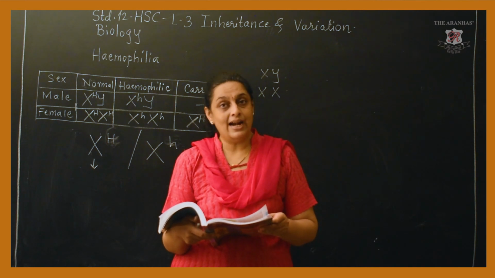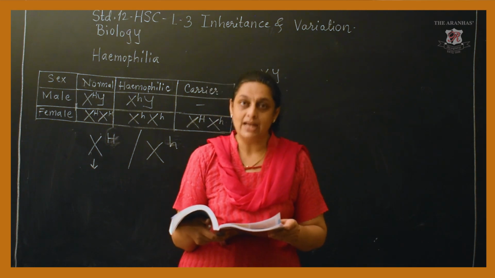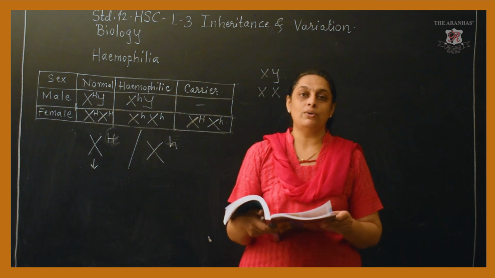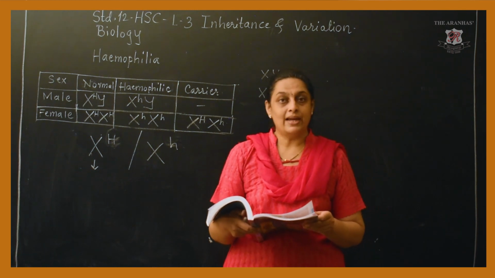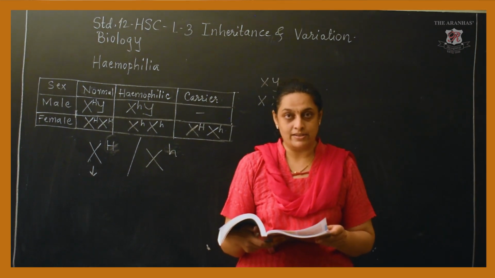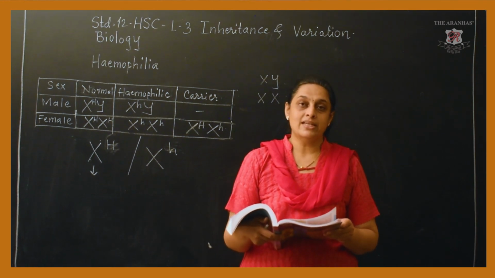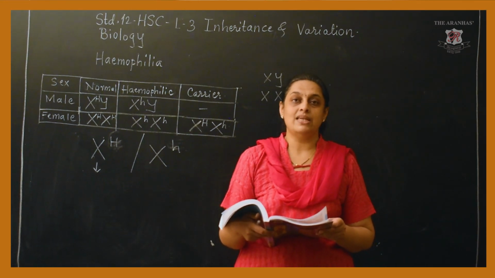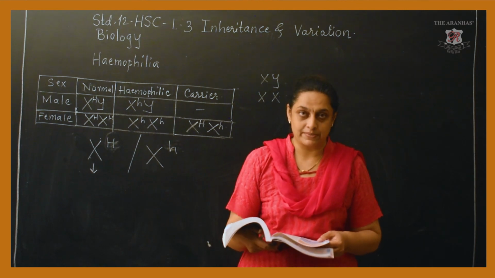So the mother had a gene for hemophilia. She has passed it on to her son. Again crisscross inheritance. Okay. Now study this well. Next time we will see a few other disorders.